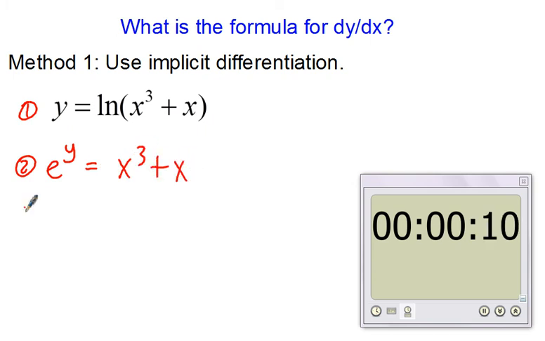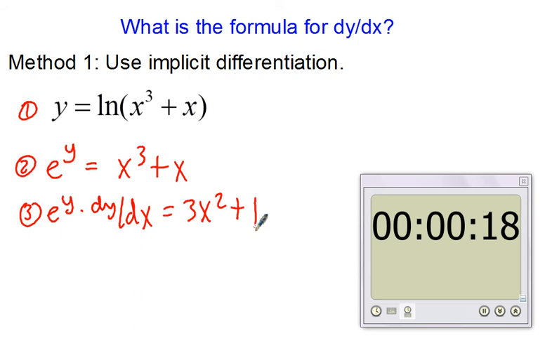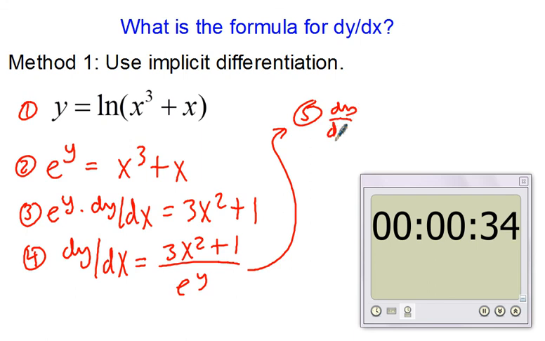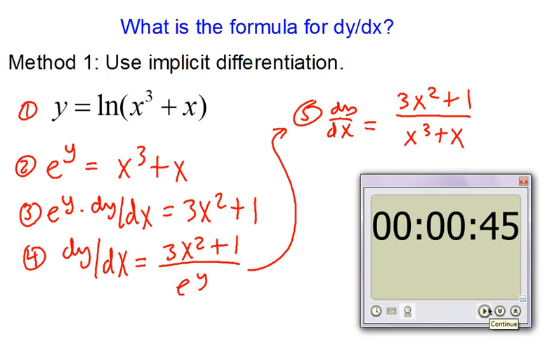I'll hit both sides with a derivative using the chain rule as I do so. I'll divide both sides by e to the y. And of course I can replace e to the y with the formula for e to the y, which is x cubed plus x. X cubed plus x. And I'm done. How long did that take? Just about 45 seconds.